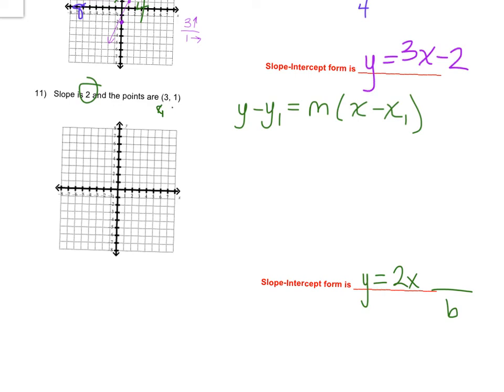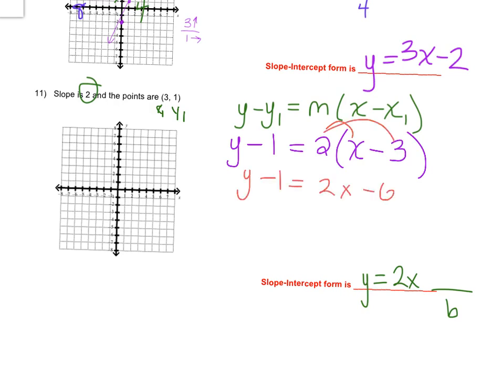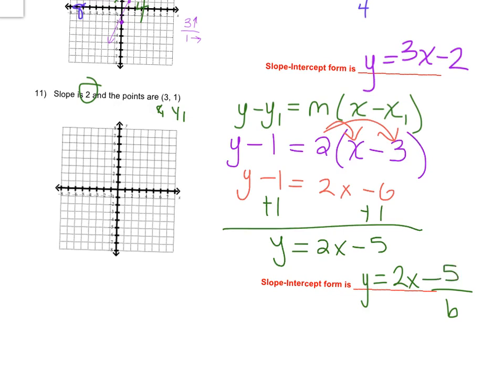So x1 is 3, y1 is 1. Y minus 1 is equal to m of 2 times x minus 3. That is the equation in point slope. But they want the equation in slope intercept. Oh, I was going to say standard. So we're going to distribute. You get y minus 1 is equal to 2x minus 6. Don't forget, you're distributing to everything. Add the 1 to both sides. Y equals 2x minus 5. Very good. So y equals 2x minus 5 is the equation.